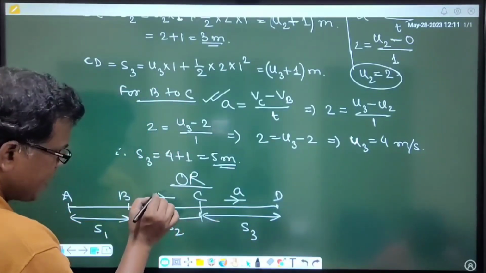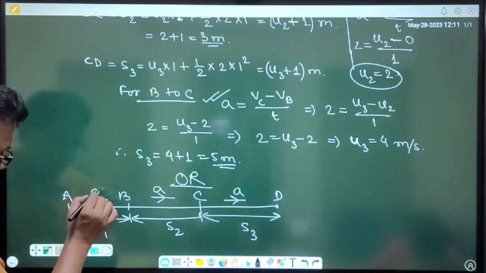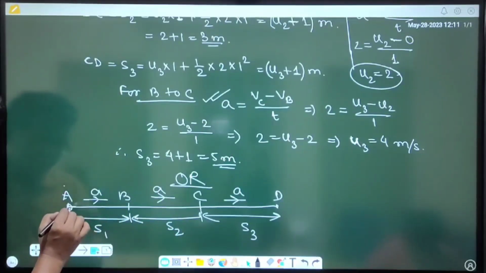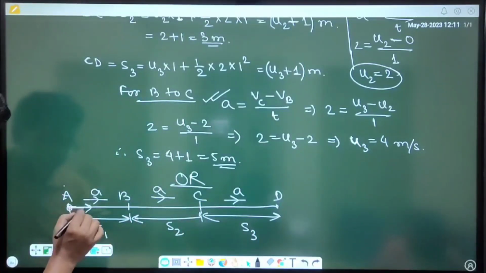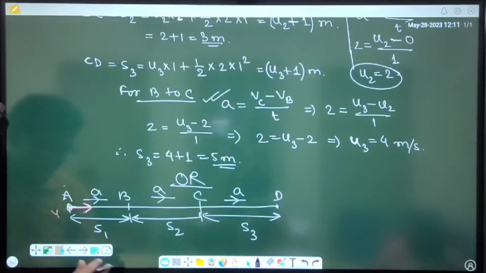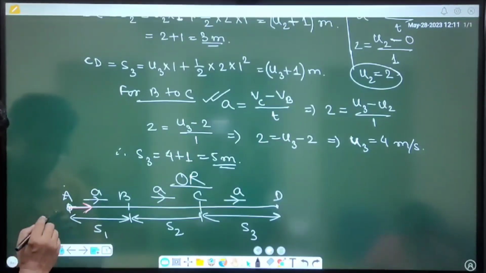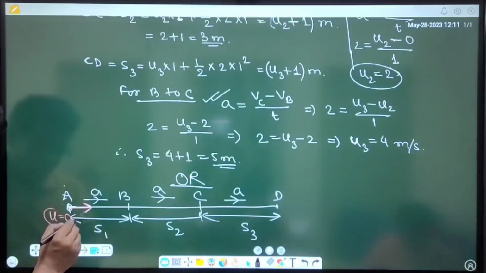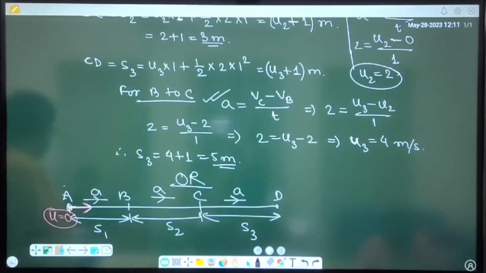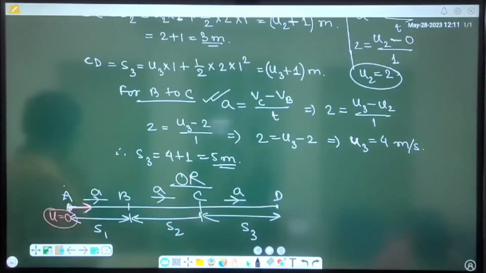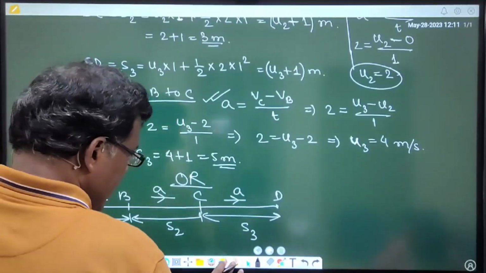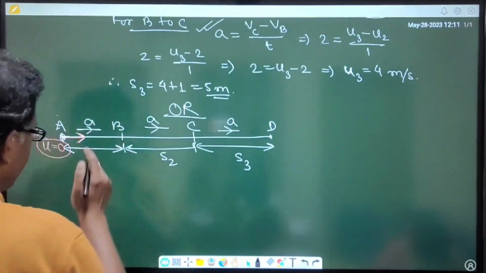Throughout the motion, acceleration is available as a constant in value, but velocity information is only available at the starting instant. Yes or no? Velocity information is only available at this starting instant. We don't have velocity information at B and C. And suppose I don't want to calculate the velocity at B and C, but I have been asked to know the successive displacements like S1, S2, S3. Okay? Then I will apply one trick.